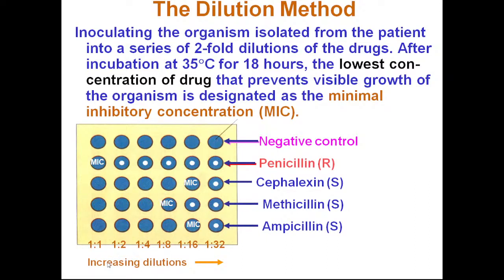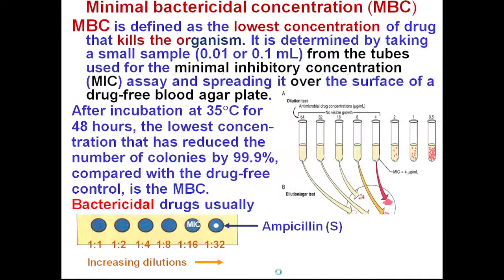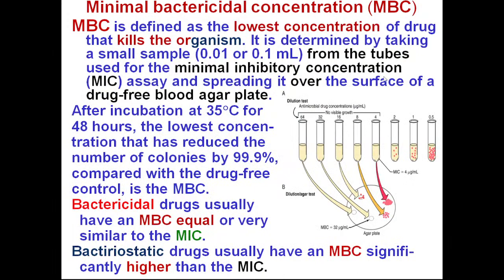For penicillin, it is 1 to 1. For cephalexin, it is 1 is to 16. For ampicillin, it is 1 is to 16. For methicillin, it is 1 is to 8, right? So here we have increased dilutions, and here we can see the growth of bacteria. So then, if we don't have the growth of bacteria, the question is, how do we know whether bacteria are alive there or not?